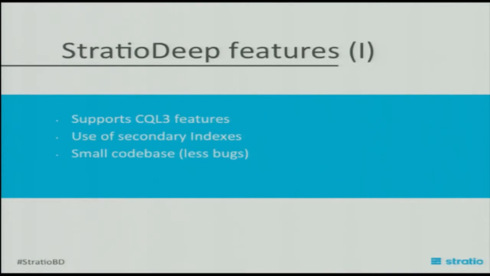Which features do we provide? Well, we are fully CQL3 compatible. This is mainly because, in order to develop the integration, we are using the CQL paging input format, which is an object provided by Cassandra, inside the Hadoop Cassandra interface, and which is the main hook that we use in order to develop this integration.